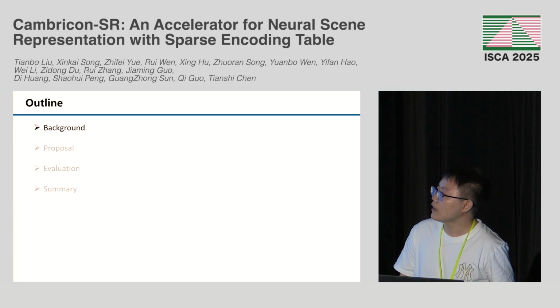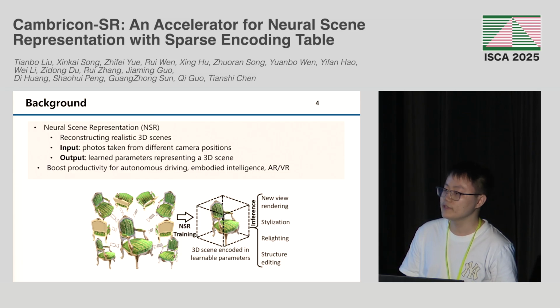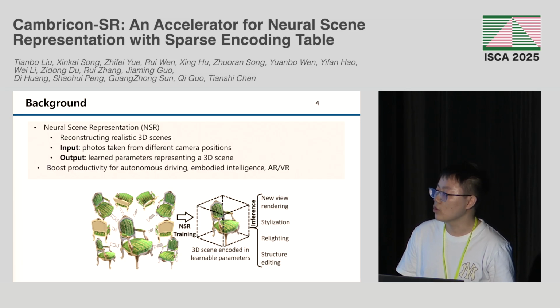To begin with, I will talk about the background of neural scene representation. Neural scene representation, or NSR for short, has emerged as a promising technique for reconstructing realistic 3D scenes with high quality. It takes multiple photos taken from different camera positions as the input and outputs a model containing learned parameters that can represent a 3D scene. The NSR can reduce the camera cost from the expensive laser camera to cheap color camera. Thus, NSR can boost productivity for many applications such as autonomous driving, embodied intelligence, AR and VR.